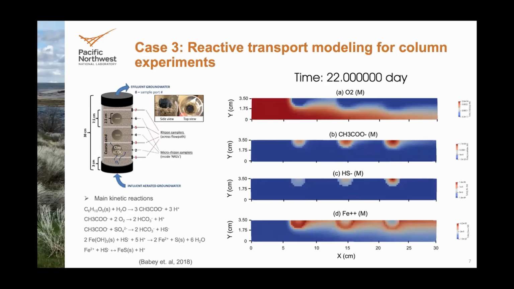Here I list a few main kinetic reactions that are considered in this column experiment. For example, the dissolution of solid organic carbon and aerobic respiration, and also sulfate reduction and the precipitation of elemental sulfur. The animation on the right shows the concentration change of some typical species during the column experiment. The oxygen comes into the column from the left, and the simulation reaches steady state about 10 days after that. We can see the concentration does not change that much.